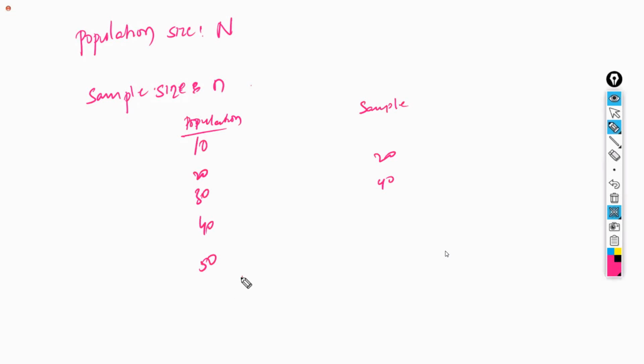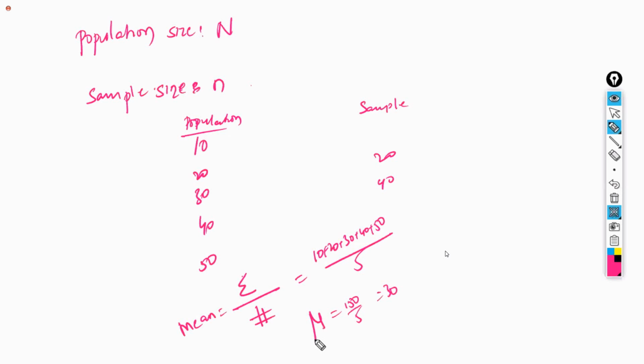That is nothing but all the data points you are going to add. Sum of the data points is given by sigma, divided by the number of data points, which is given by the hash symbol. Hash indicates the number of data points. Okay. This is called the mean. Mean is equal to sigma by hash. In this case, for the population, that is 10 plus 20 plus 30 plus 40 plus 50, which is divided by 5. 150 divided by 5, which is 30. And this population mean is given by the symbol mu.